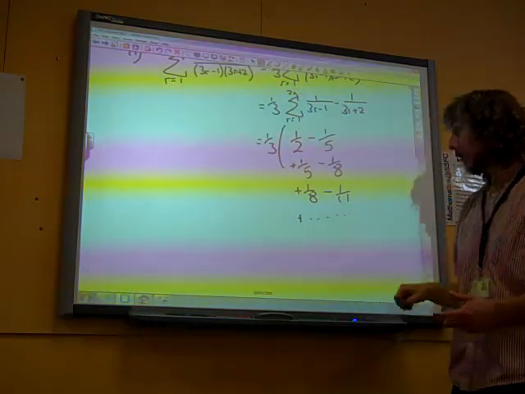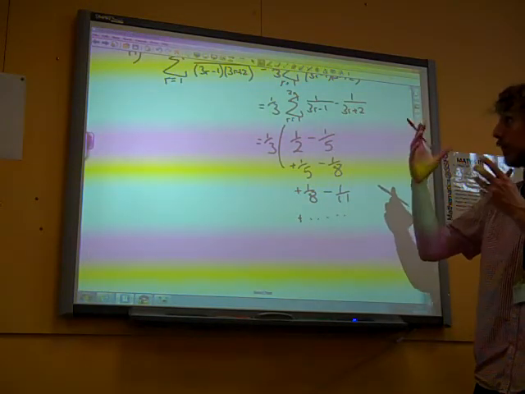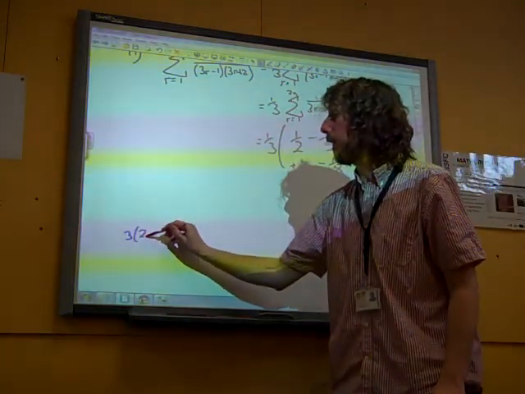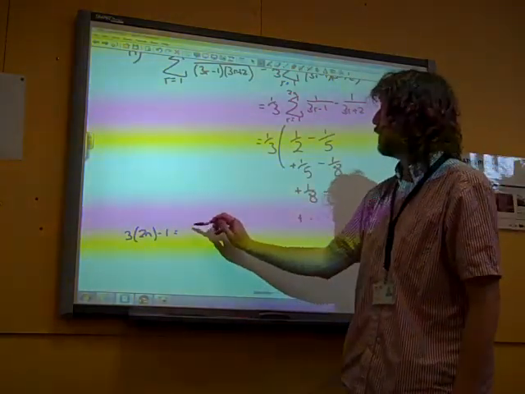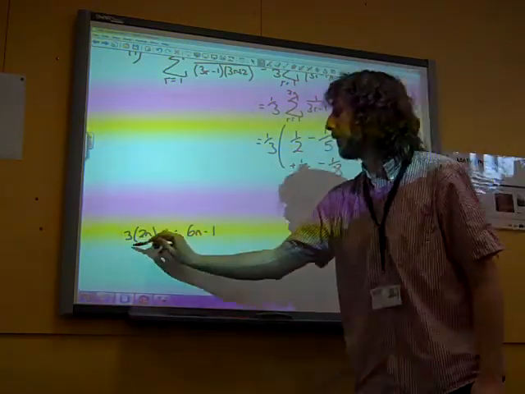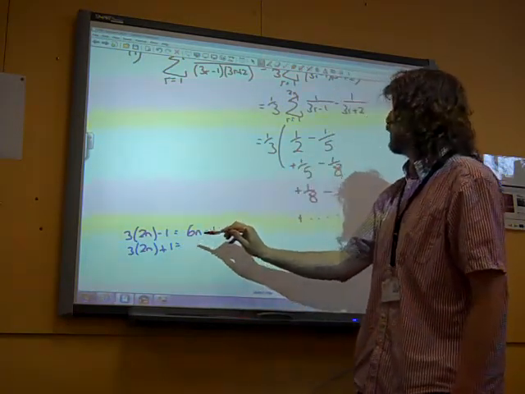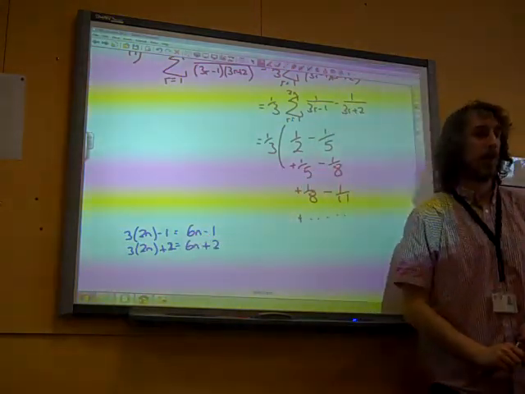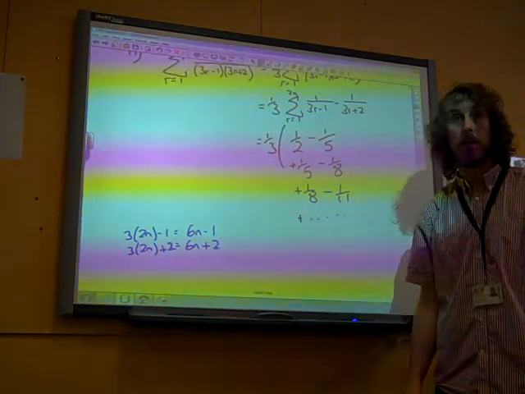Now, it may help just to think about what happens with this. If we get r equal 2n, then we've got 3 times 2n minus 1, which would be 6n minus 1, wouldn't it? And 3 times 2n plus 2 would be 6n plus 2. So the last 2 terms, at the very end, are going to have those as their denominators.